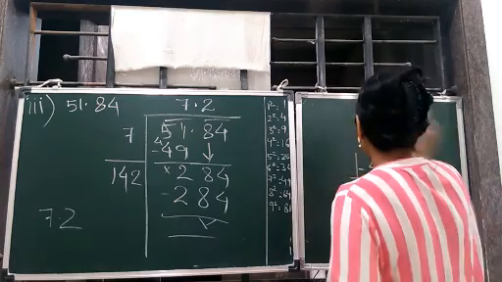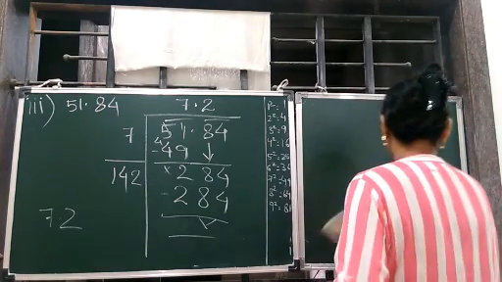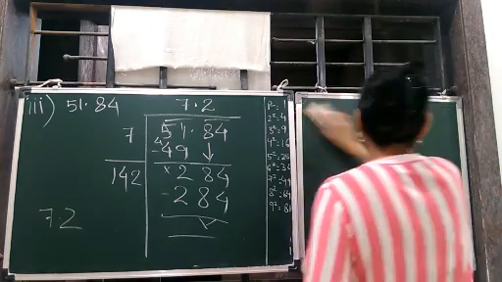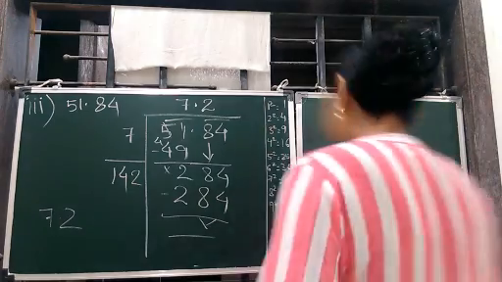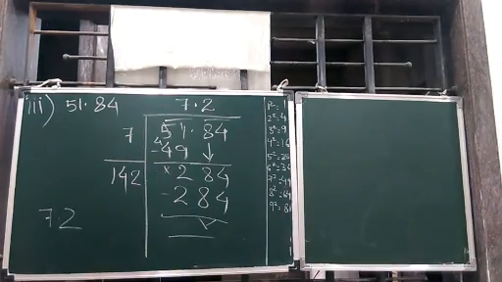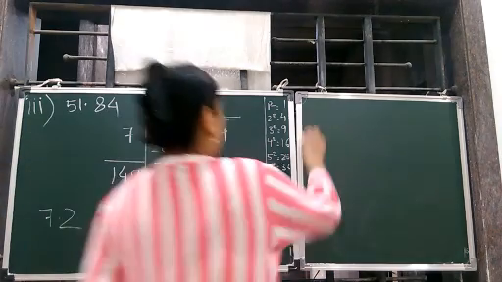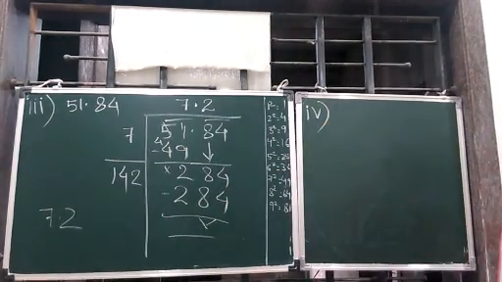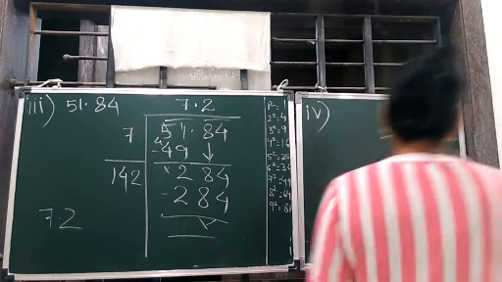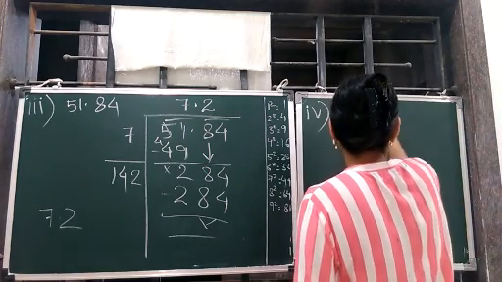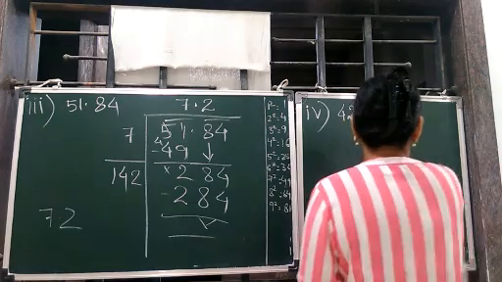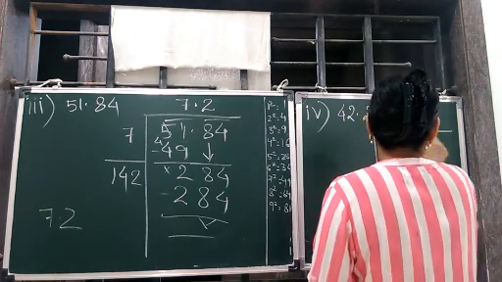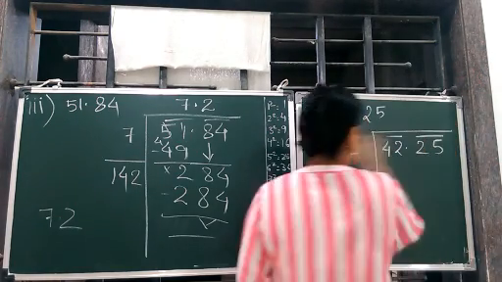Then we go to the fourth one, children. The fourth one, 42.25. Making the bars, this one here and this one here.